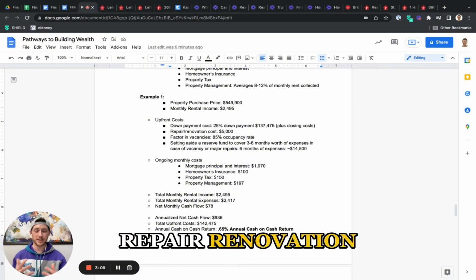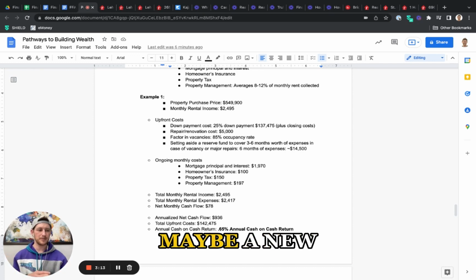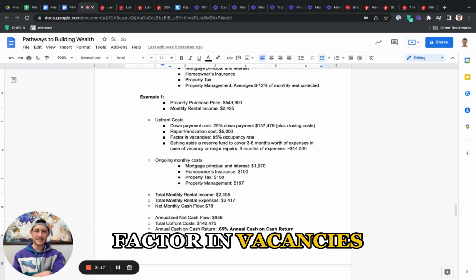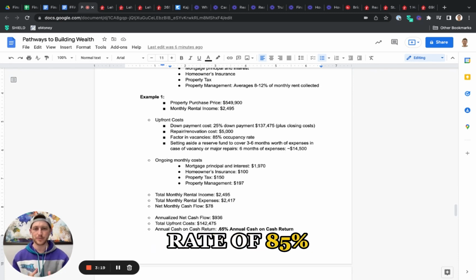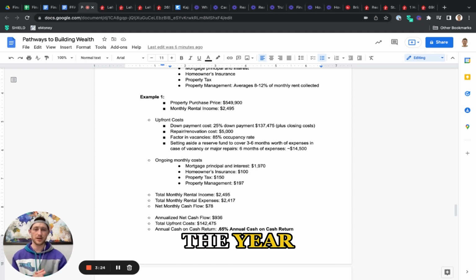Plus, if there's some closing costs, unless you restructure the mortgage a certain way, there might be some closing costs. Repair renovation, I'm thinking maybe $5,000 tops. Maybe some fresh paint, maybe a new appliance here or there, something like that. Now we're going to factor in vacancies. So an occupancy rate of 85%, just to be really conservative, and say, hey, maybe 1 to 2 months of the year, I'm not going to have any rental income. So you got to factor that in.